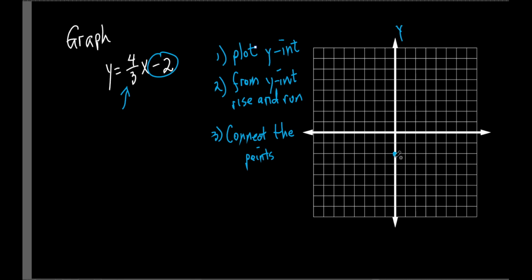From the y-intercept, what do we do? We rise and run. How far do we rise? How far do we run? Well, that all depends on what that number is. So I start here, rise 4, run 3. So I'm going to rise 4.